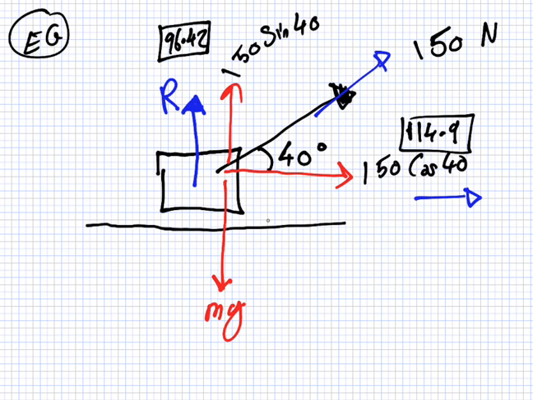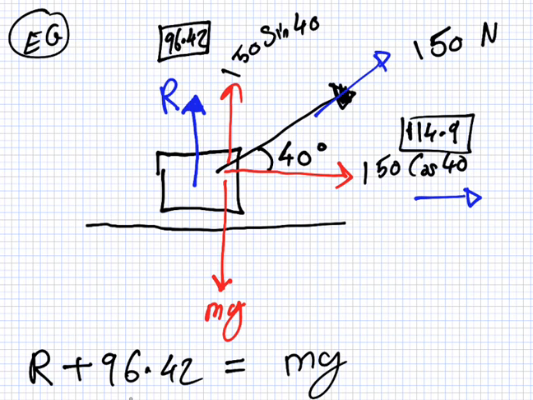So there must be zero net force, yeah. So we get here, I'll write it down, R plus 96.42 must equal mg. Now why did I add these together? Why did I do R plus 96.42? Yeah, there are two forces going up. One from the table and one from the rope. There's two going up.